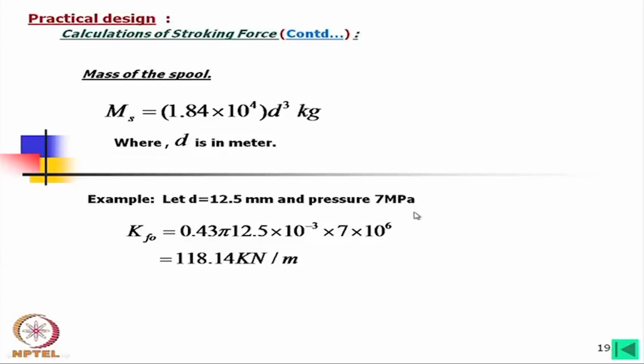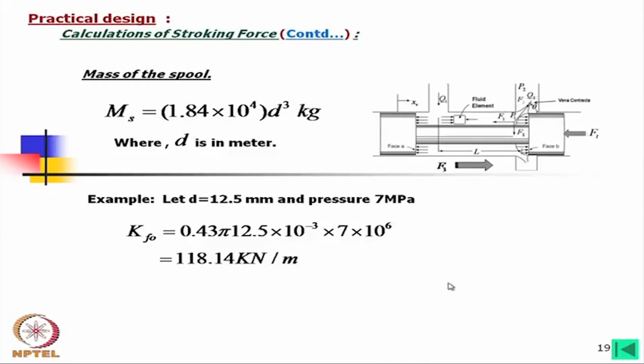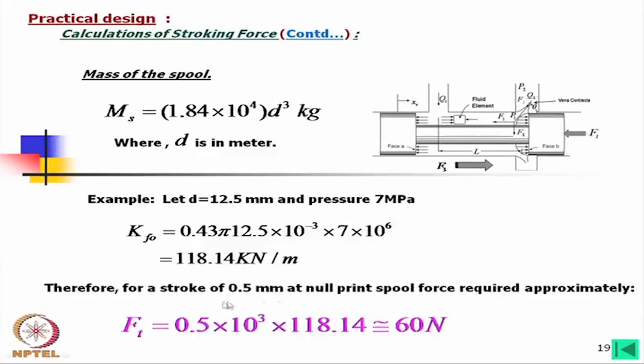Let us consider 7 megapascal, which is 1000 psi, not a very high pressure. So, for that K F 0 is 118.14 kilo Newton per meter. Okay. And then what will be the force? For a stroke length of 0.5 millimeter at the null point, the spool force required is approximately this distance in meters into K F 0, that is x b into this spring constant. So, that will be the force we require.